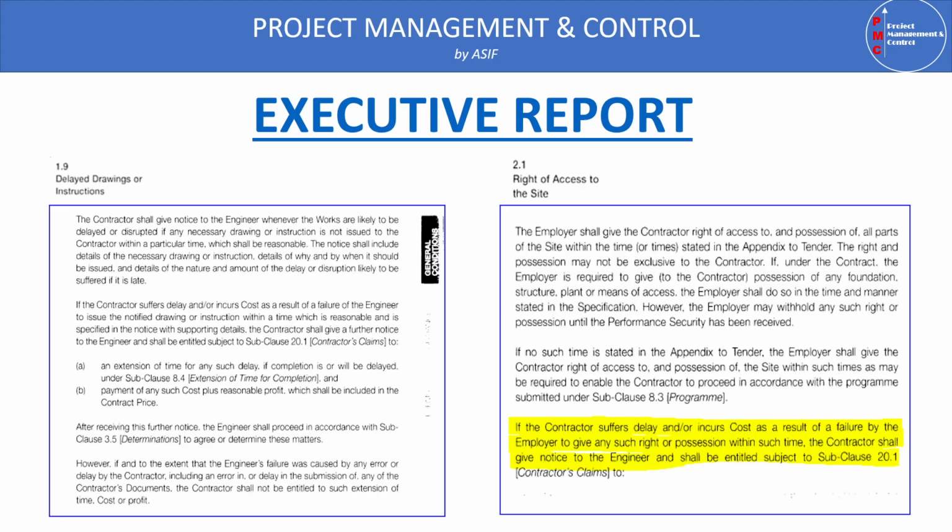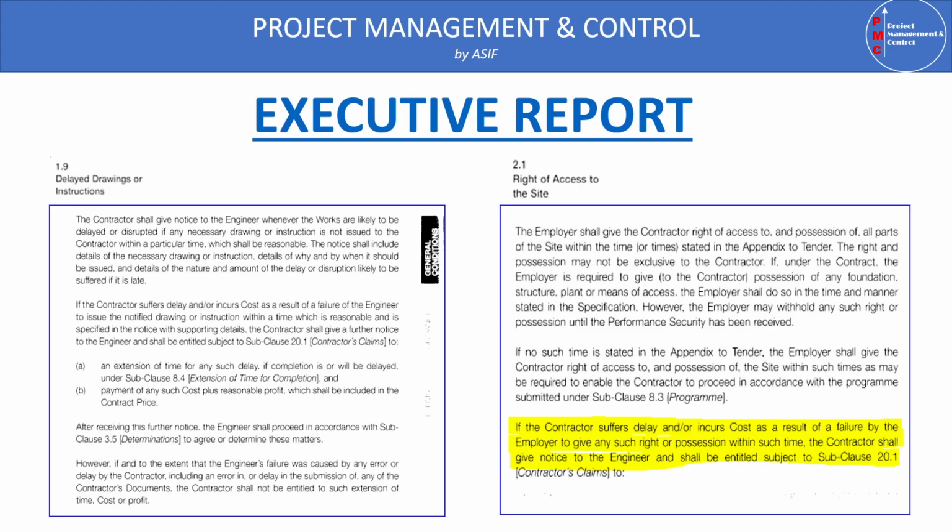Similarly, the other helpful clause is the right of access to the site. If the contractor suffers delay and or incurs costs as a result of failure by the employer to give any such right or possession within the such time, the contractor shall give notice to the engineer and shall be entitled, subject to sub-clause 20.1.